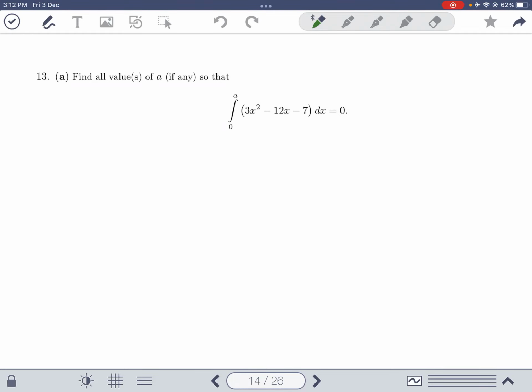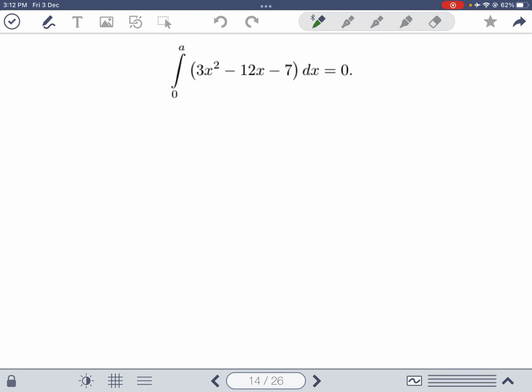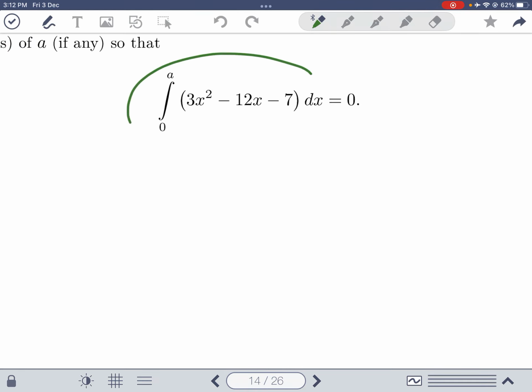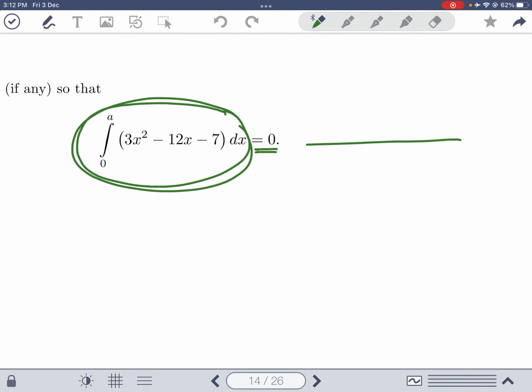Okay, in this question, we need to find all values of a, if possible, or if any, so that a specific definite integral should be 0. And remember, if a definite integral is 0, it means that the amount of area that it measured that was above the x-axis is exactly the same as the amount that it got below the x-axis.